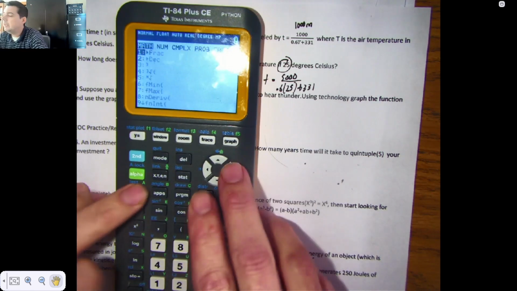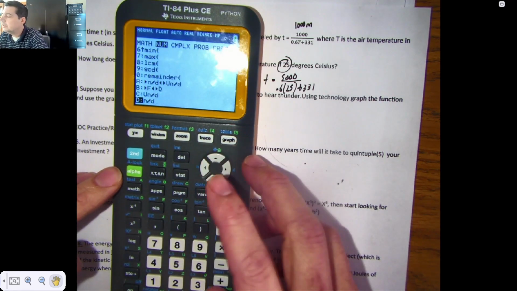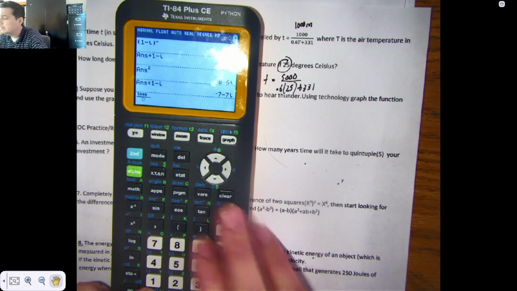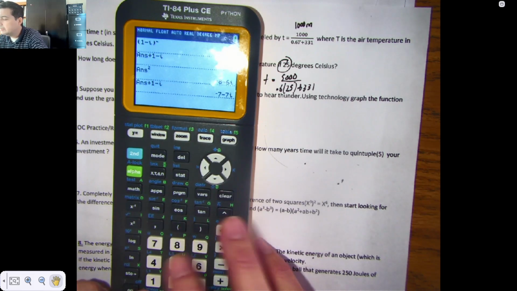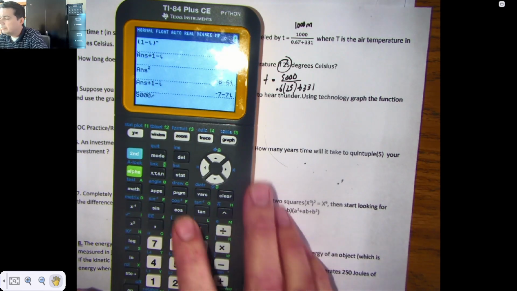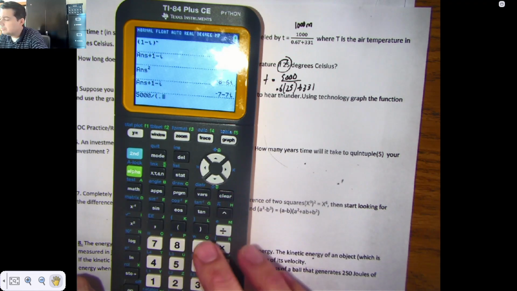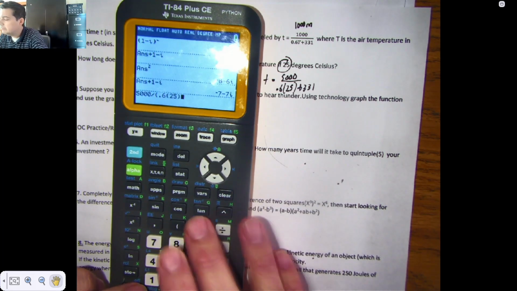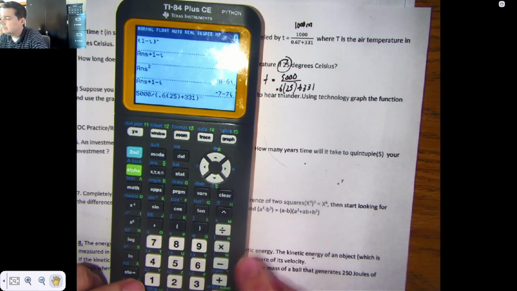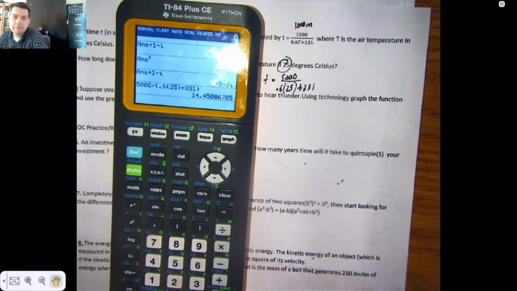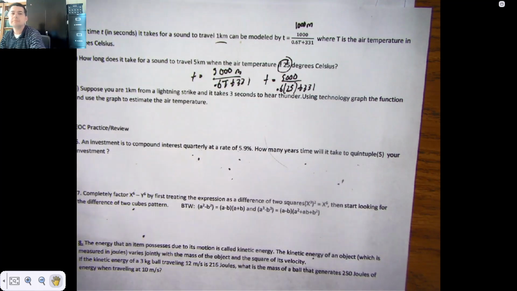Let's see here. Math, number, numerator over denominator. Well, you know what? I don't feel like doing that. 5,000 divided by, master set of parentheses, 0.6 times 25 plus 331. There you go. Takes about 14.45 seconds.